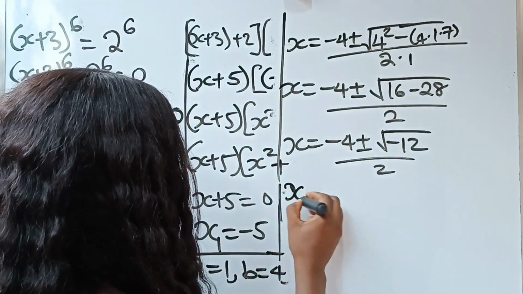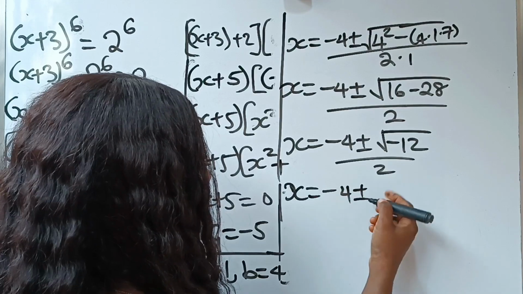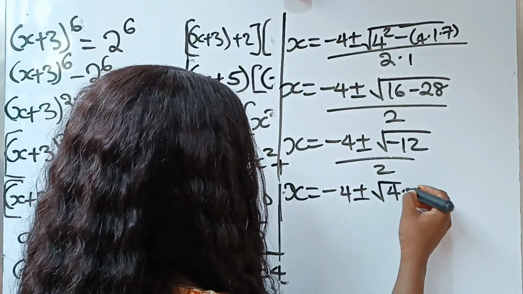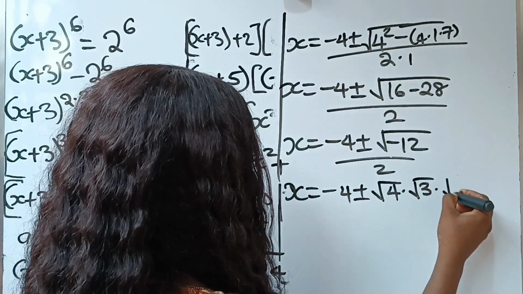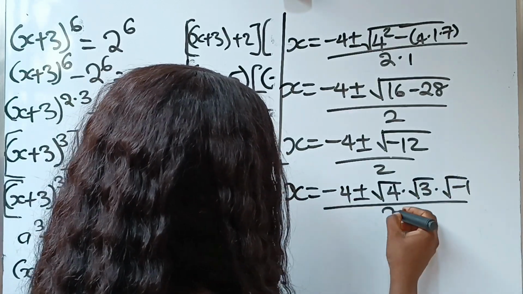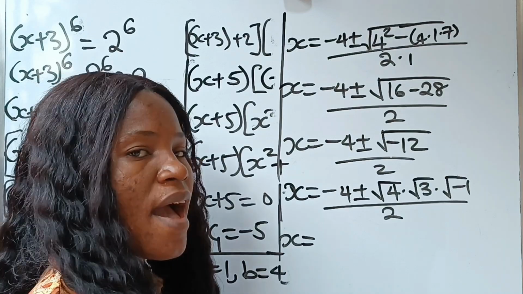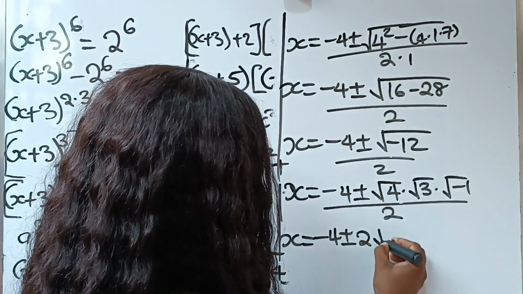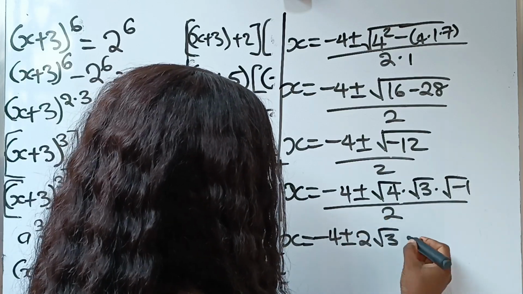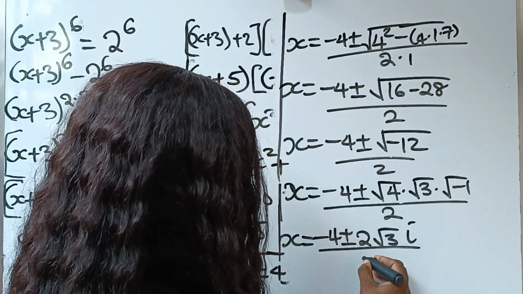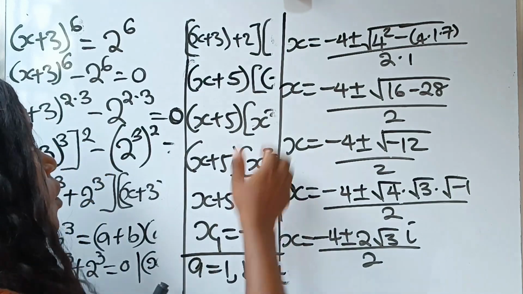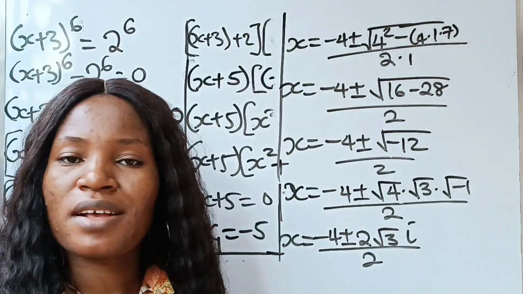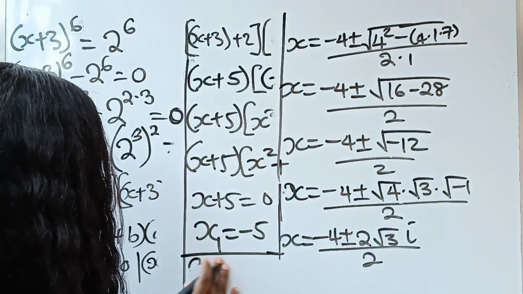So we can see that x is minus 4 plus or minus the square root of minus 12, which can be written as square root of 4 multiplied by square root of 3 multiplied by square root of minus 1, everything divided by 2. So our x is minus 4 plus or minus square root of 4, which is 2, so we have root 3, and square root of minus 1 is i, everything divided by 2. I'm trying to be fast so that I don't take too much time. I don't want the video to be that long.